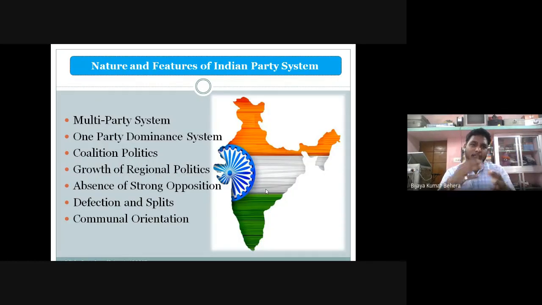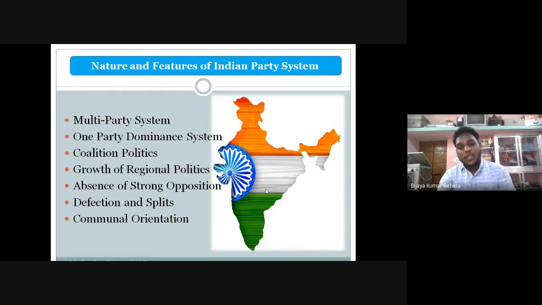Next, there are different nature and features of the Indian party system. These are the features. One is the multi-party system. Second one is the party dominance system. Next one is coalition politics. Growth of regional politics, because due to their demands, various regional political parties are also arising day by day. Absence of strong opposition. No need to explain absence of strong opposition because we have already discussed that in India and in case of Odisha also. We have absence of strong opposition party.